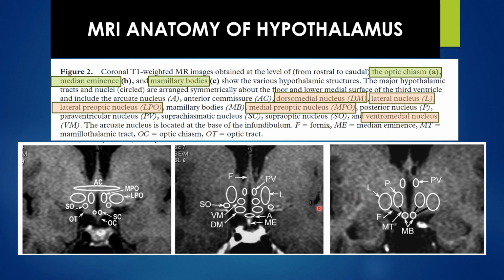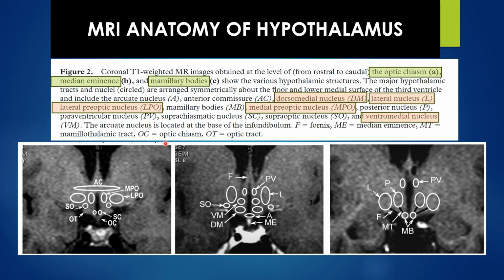So this is basically the hypothalamus in the coronal anatomy. We already saw only four nuclei, right? We saw the dorsomedial nucleus, the medial preoptic nucleus, the lateral nucleus, and the ventromedial nucleus. These are four nuclei of the hypothalamus. There are n number of nuclei, but we are not going to bother ourselves with that today. We'll concentrate only on the four.